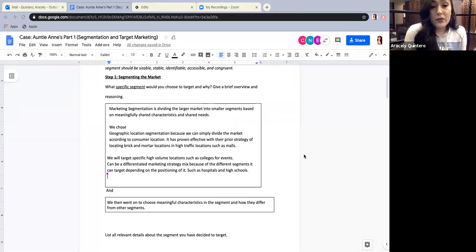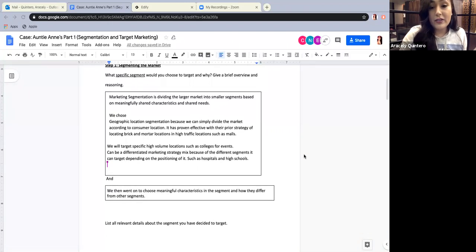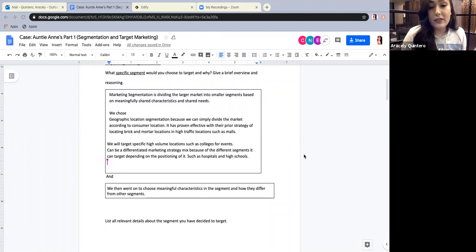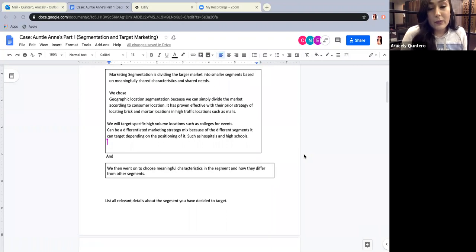And we chose to use geographic location just because we can simply divide the market according to populations and consumer locations where there's heavy traffic. And it's been proven effective with their prior strategy with their location in high traffic locations such as the mall. And we will target specific high volume locations such as colleges for events.